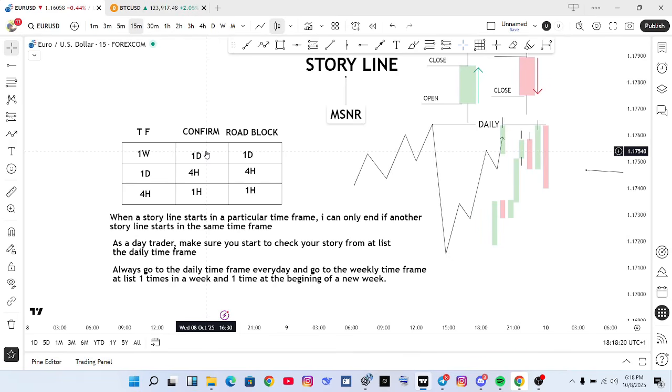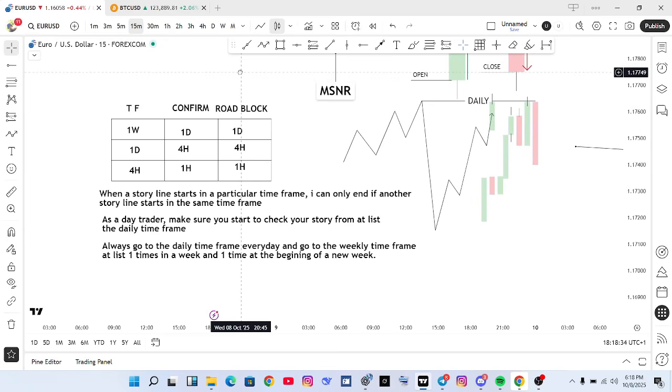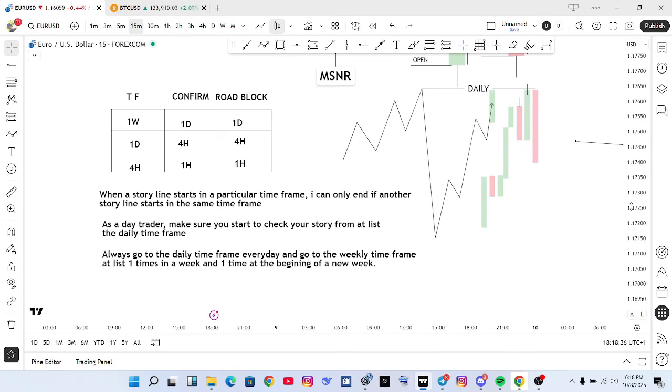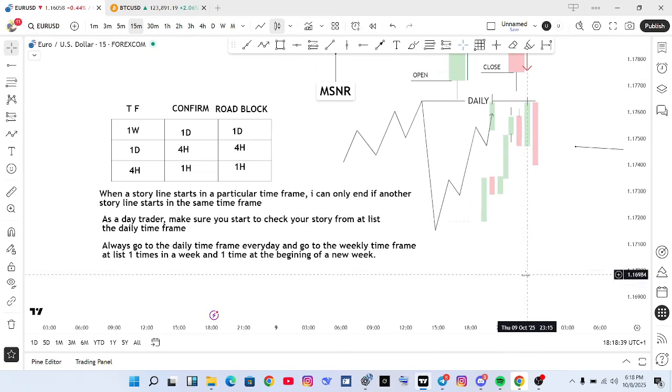And for your 4-hour, you will need to go to 1 hour to look for a confirmation there. So now, what are these roadblocks? I'm going to talk about this roadblock shortly in the future. Now, I wrote a little thing here that you want to pay attention to.